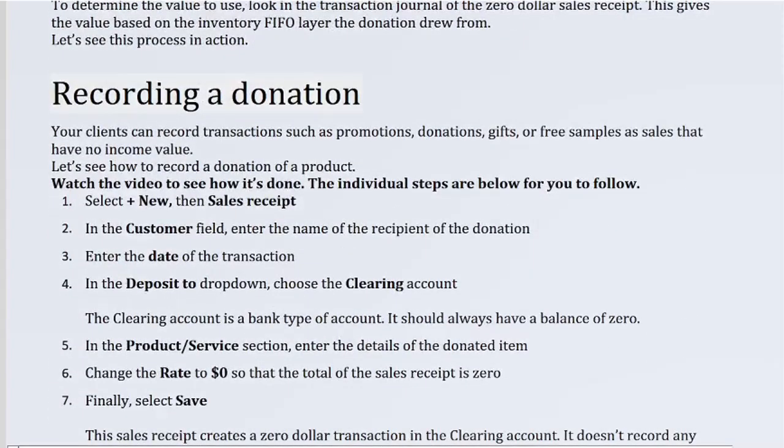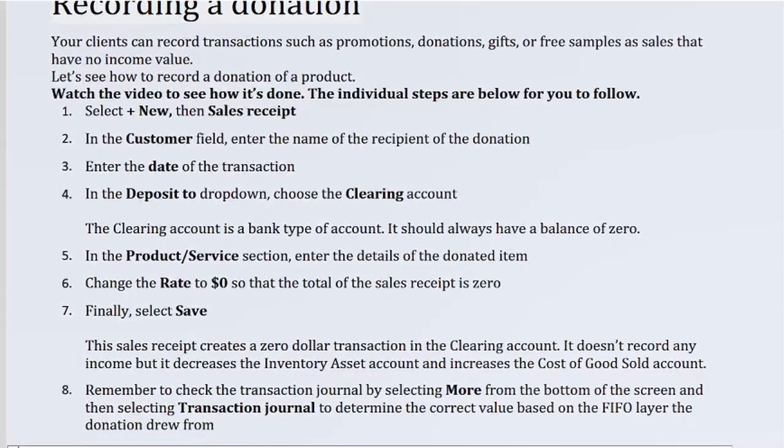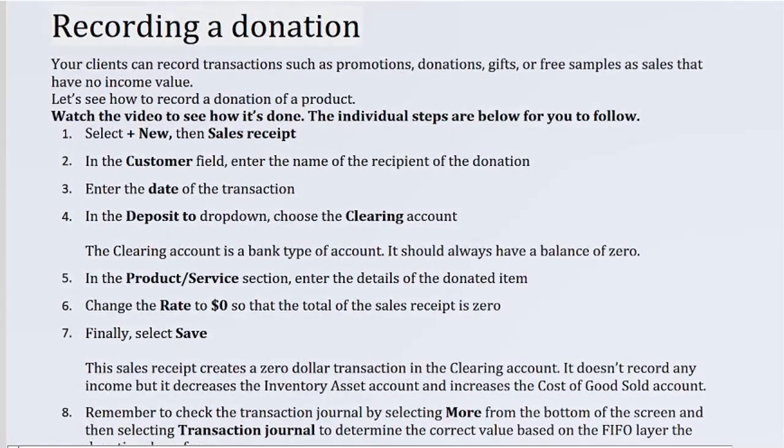Recording a donation. Your clients can record transactions such as promotions, donations, gifts, or free samples as sales that have no income value. Let's see how to record a donation of a product. Select Plus New, then Sales Receipt. In the customer field, enter the name of the recipient of the donation. Enter the date of the transaction. In the Deposit to drop-down, choose the clearing account. The clearing account is a bank type of account. It should always have a balance of 0.